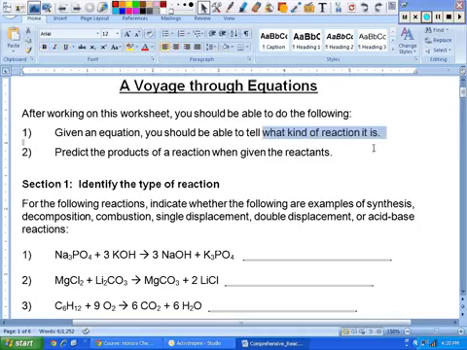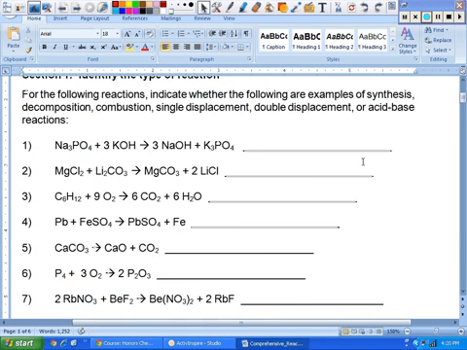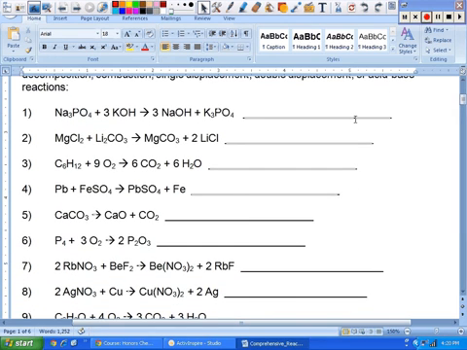Okay, that's very simple, so we're going to work through a few of those, and then finally the last part is you're going to be able to predict the products of a reaction when given the reactants again. So section 1, honestly guys, should be super simple. All you have to do is look at this reaction and tell me exactly what happened. So I'm going to do a few of these, and there's no balancing, there's no predicting the products. It's literally telling me exactly what type of reaction it is. Okay, so number 1 should be very simple.